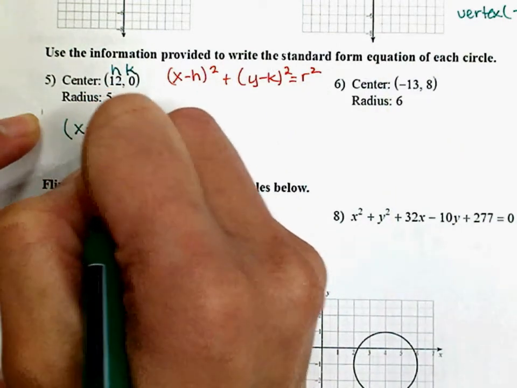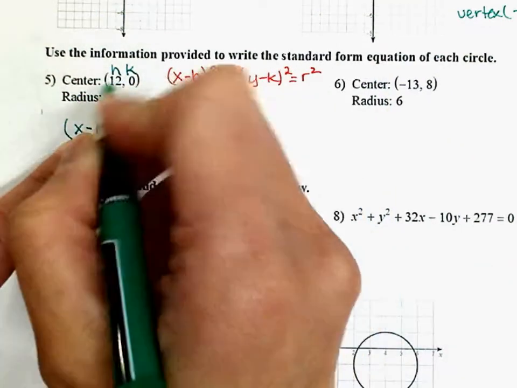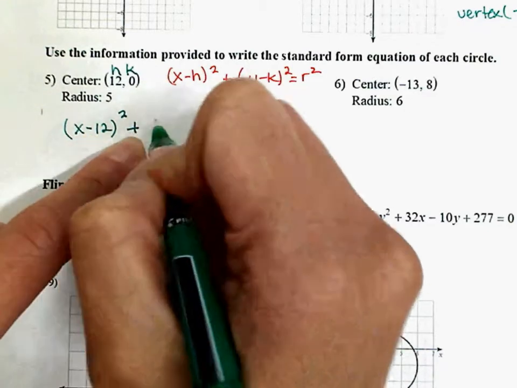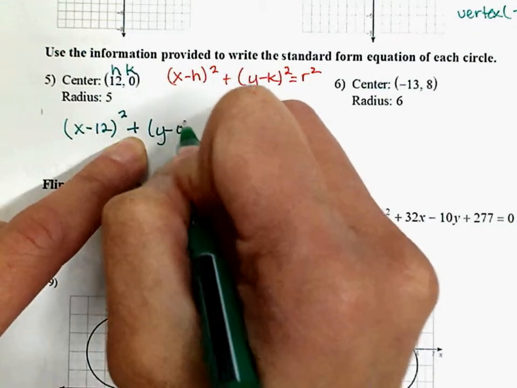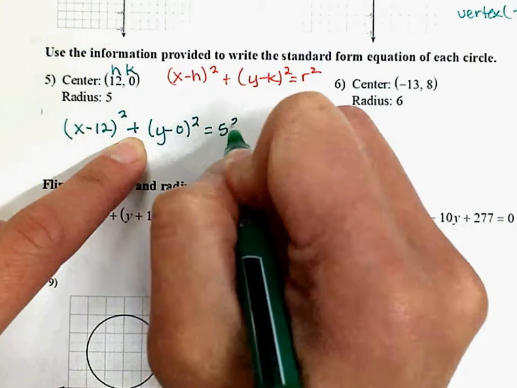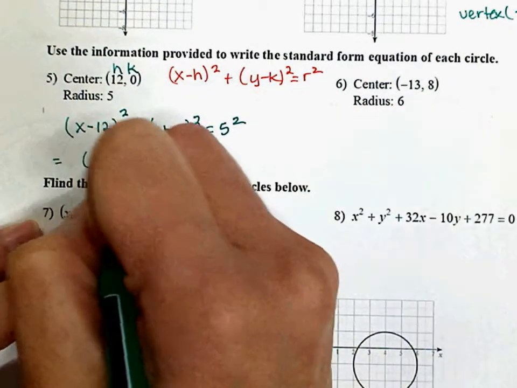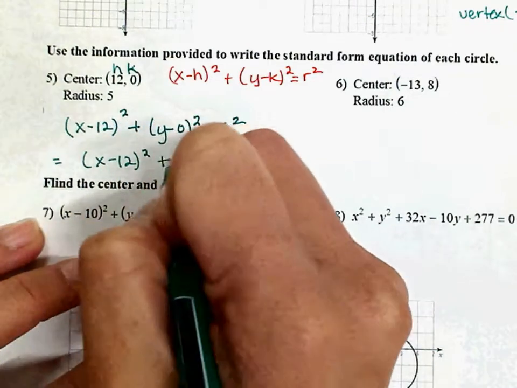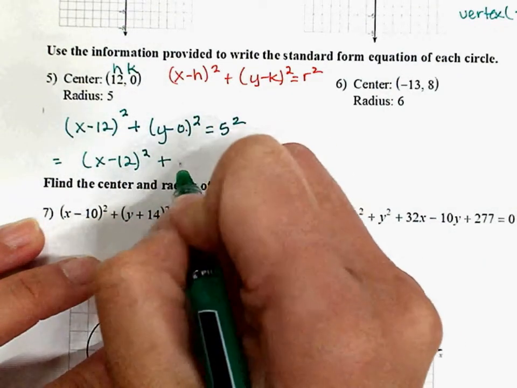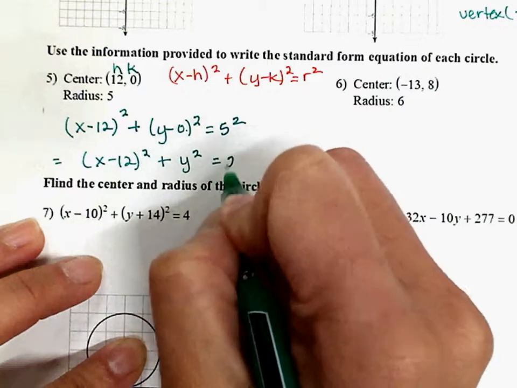(x minus 12) squared, because it's negative, plus (y minus 0) squared is equal to 5 squared. In mathematics, we always simplify. So your final solution is (x minus 12) squared plus, anything minus 0 is itself, so we can just write y squared equals 25.